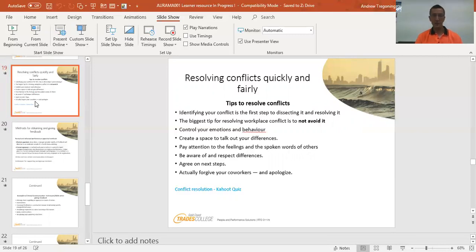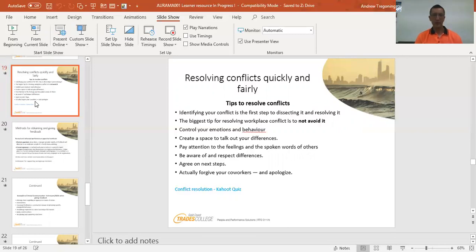Pay attention to the feelings and the spoken words of others. So do have some empathy and do pay attention to the feelings of others. Really important to listen to what they've got to say. You will gain much more respect from your counterpart if you are understanding their feelings and you have genuine empathy.